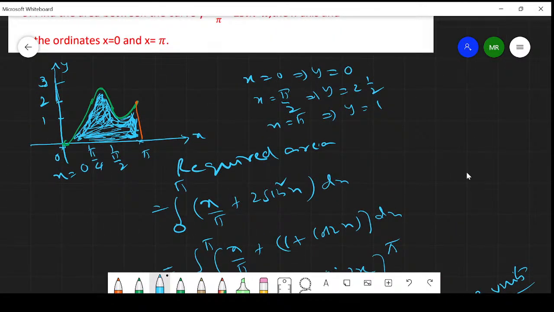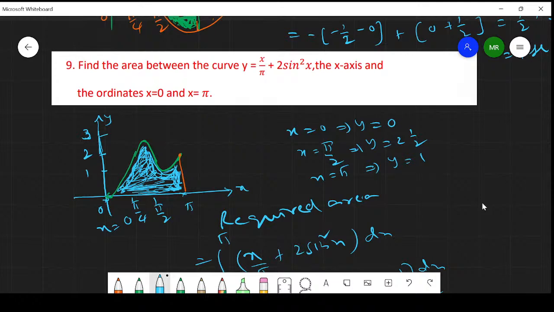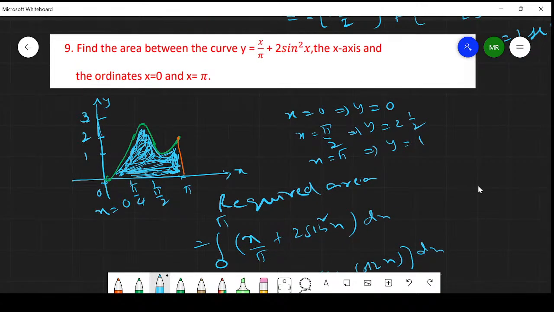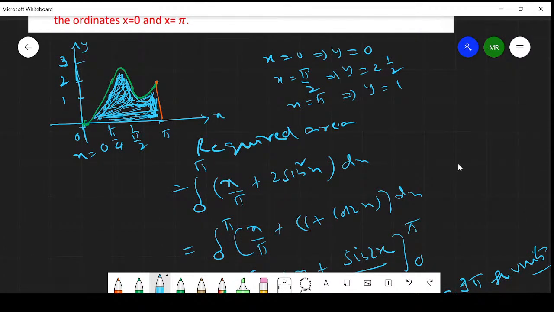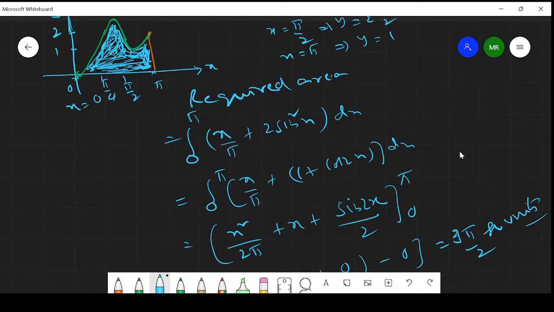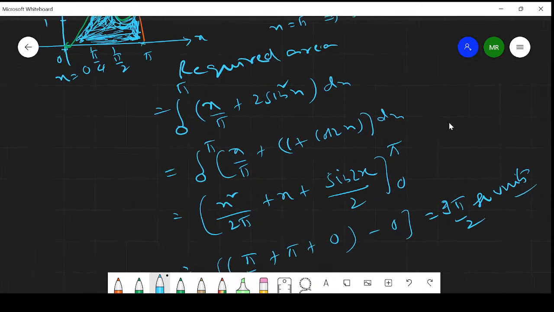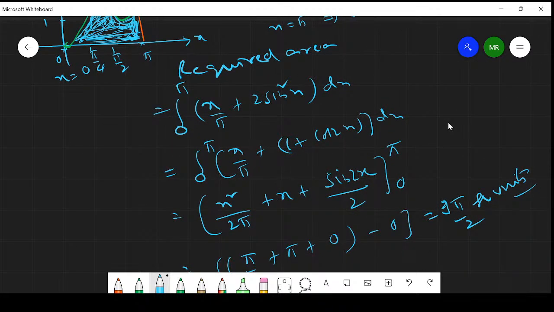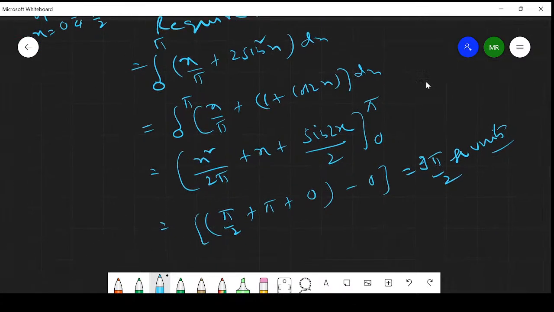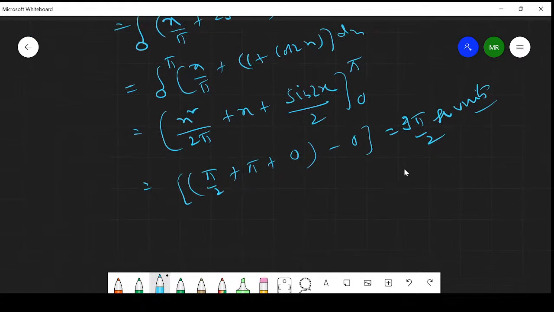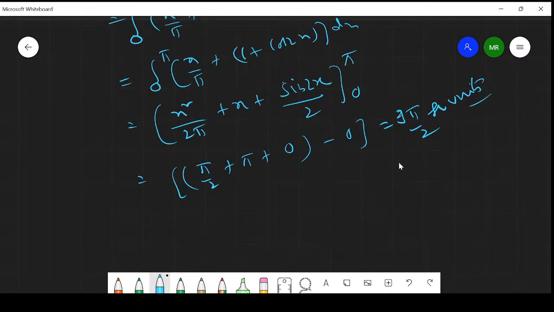So I covered everything in this problem. Try to understand the problem. The graph is important, try to understand the graph. Then the required area is from 0 to pi. Substitute in this, and the answer is 3 pi by 2 square units.